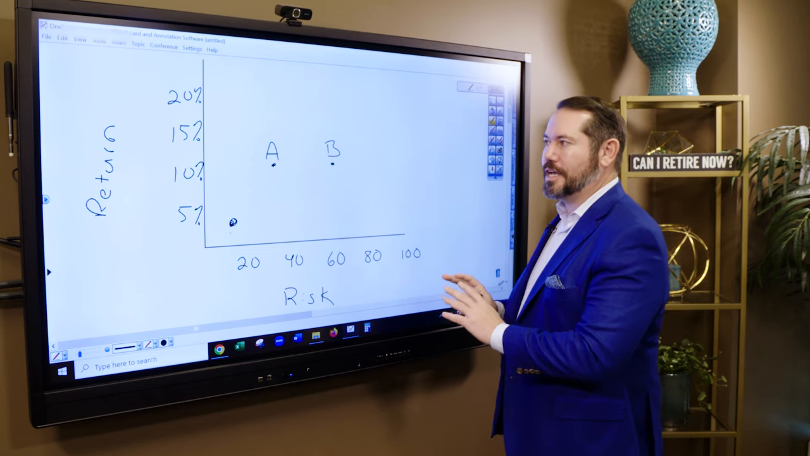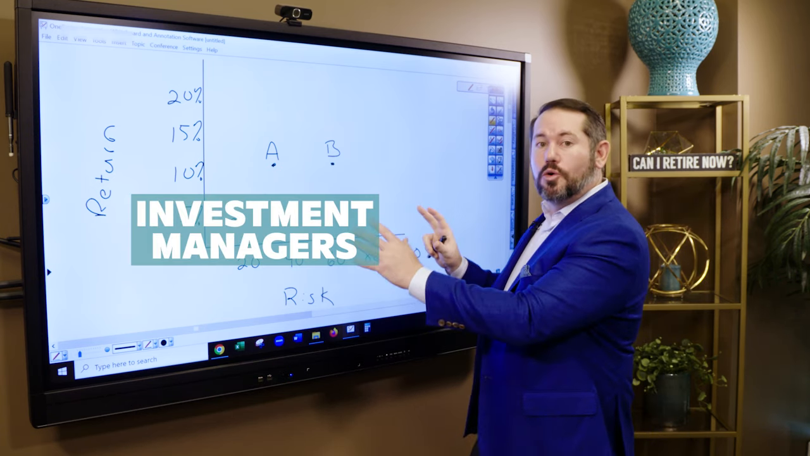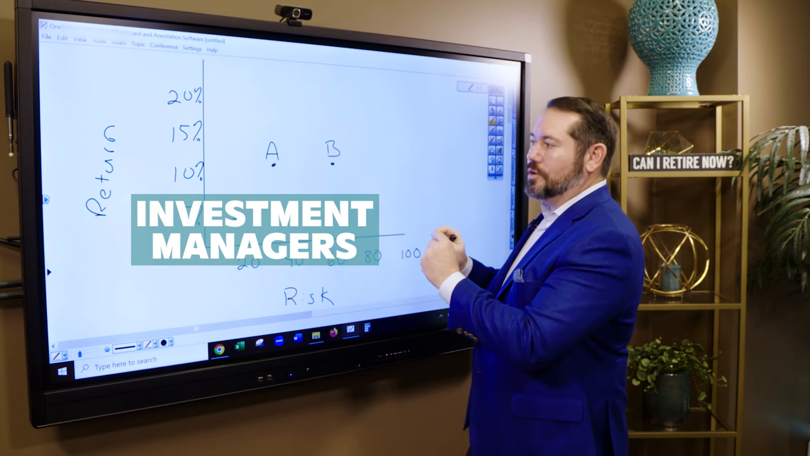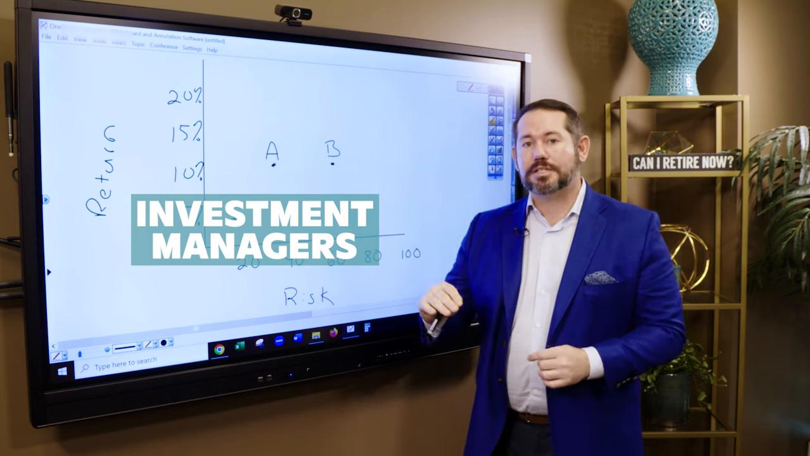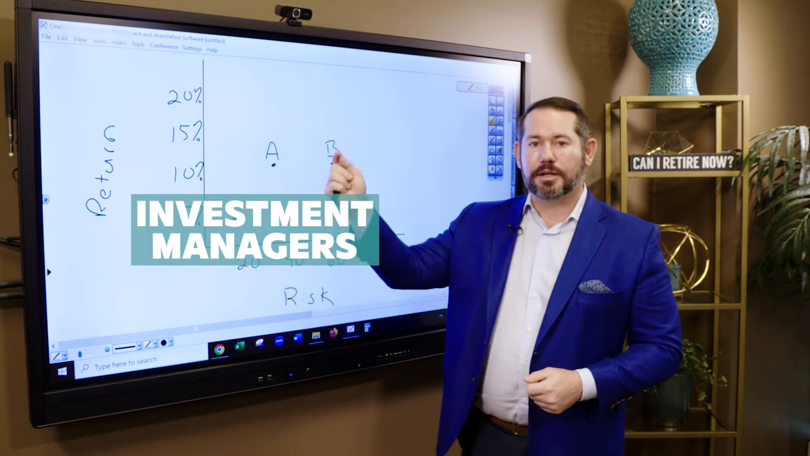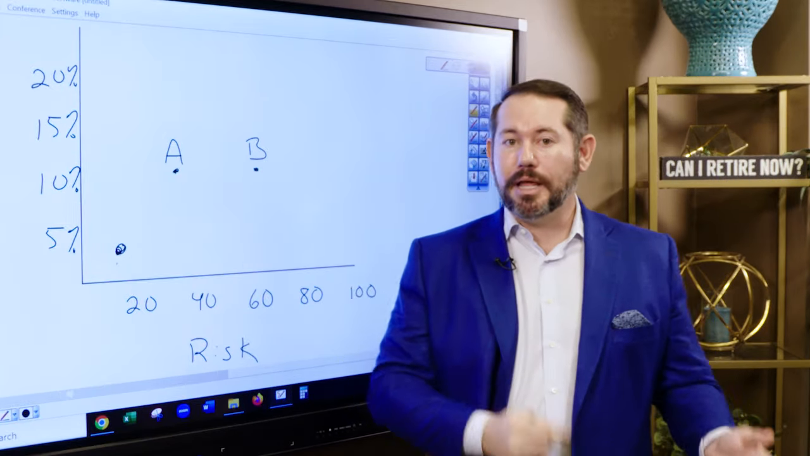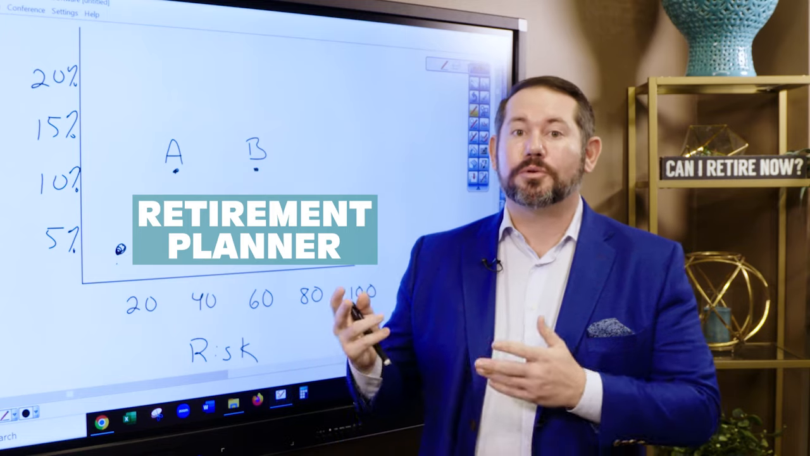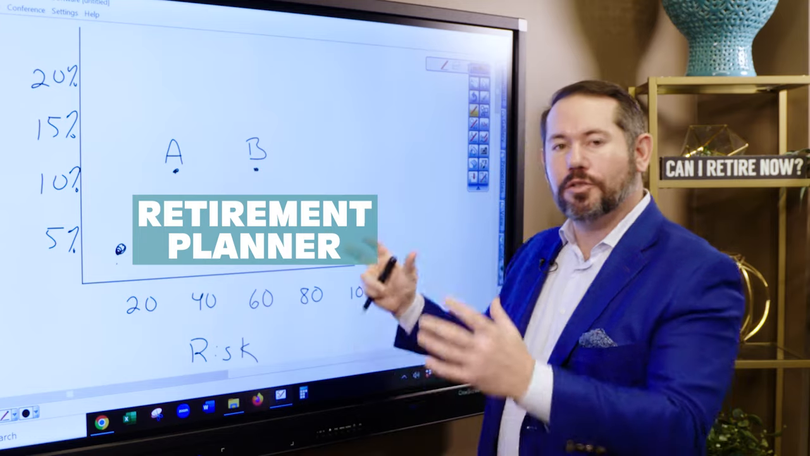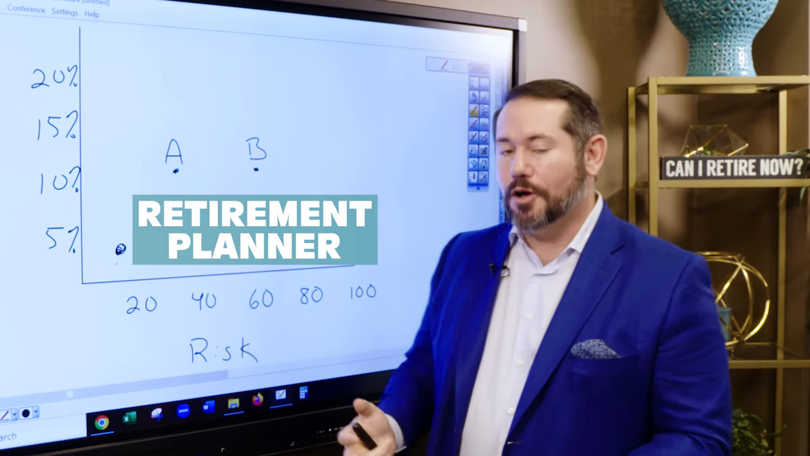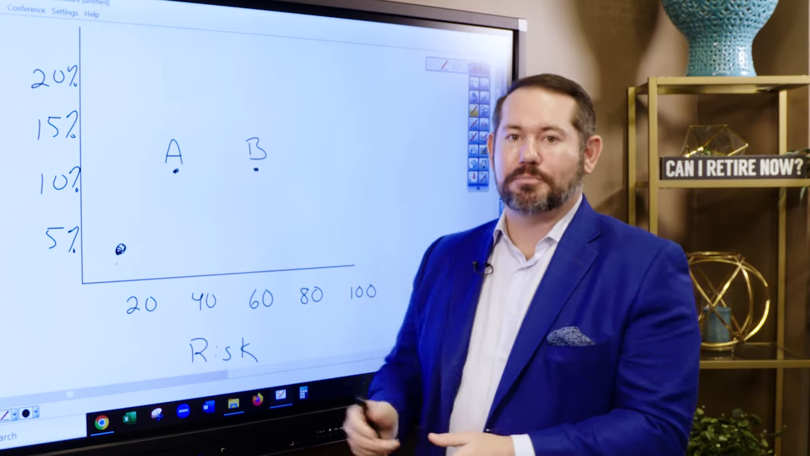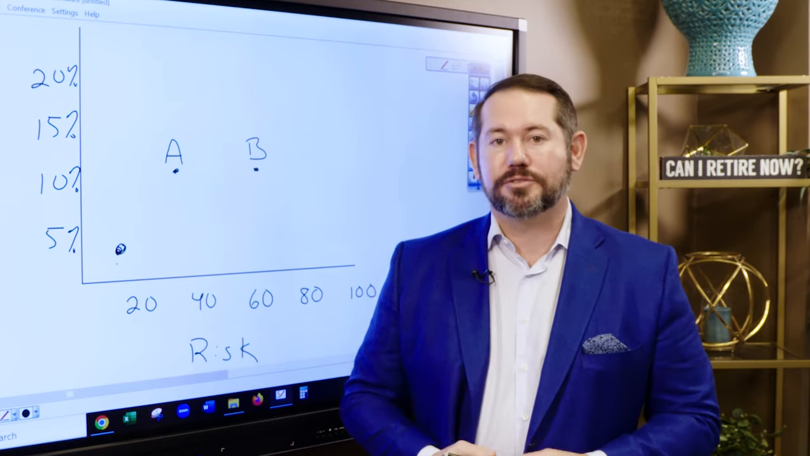It's important to understand that investment managers are simply going to construct a portfolio to get you into your high, medium, or low risk tolerance, and then that portfolio can be mathematically quantified to fall somewhere on this spectrum. But a retirement planner is going to understand your goals, your taxes, your income needs, your longevity, and tie all this together, and then create a calculation or a probability that shows, given those factors, with this type of portfolio, this is your expected range of success.